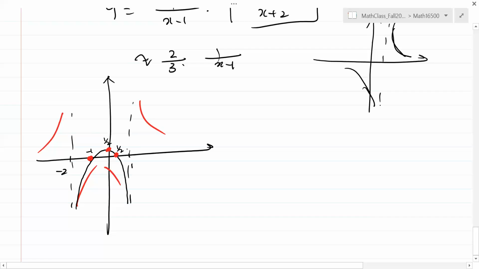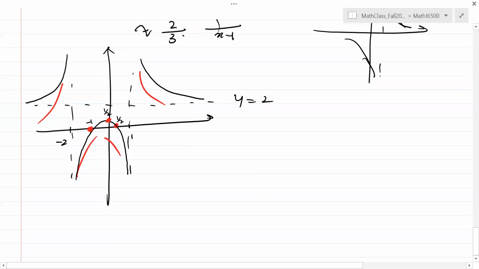All right. So how about the other 2 pieces? We know the horizontal asymptote is here, right? y equals 2. So how can you draw the other 2 pieces? It must be like that. Okay. So that is the curve in red. At the very beginning, I just guessed, you know.